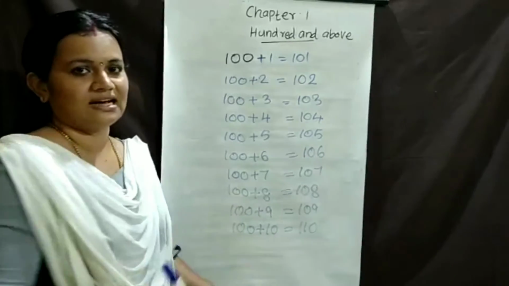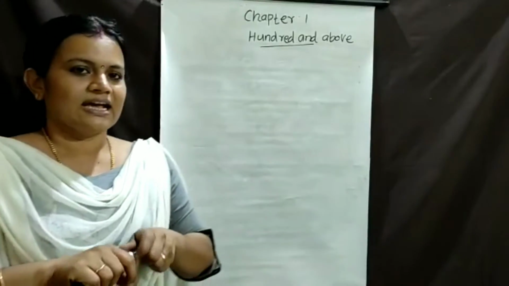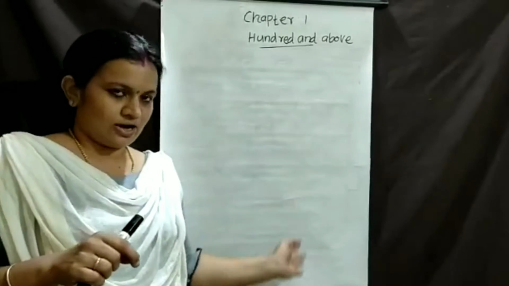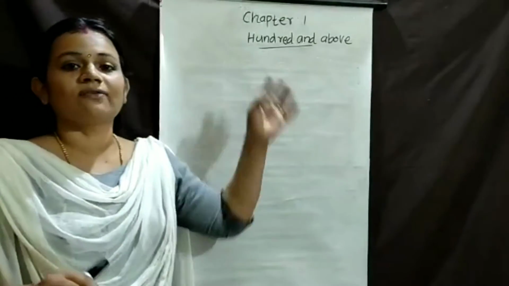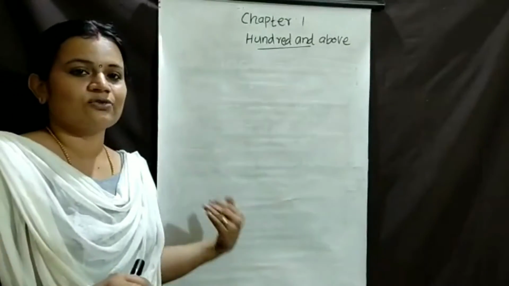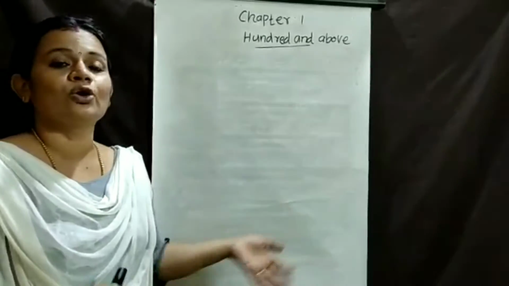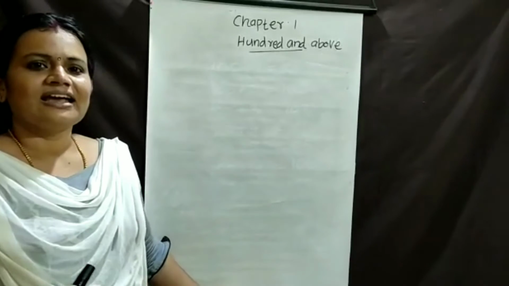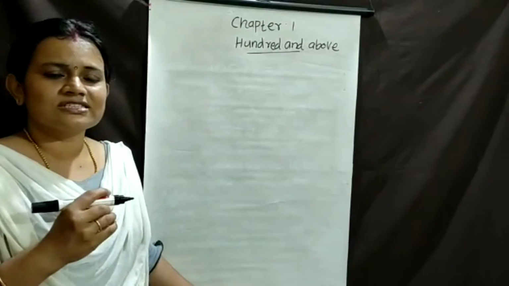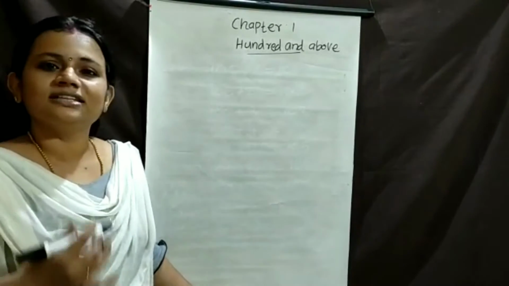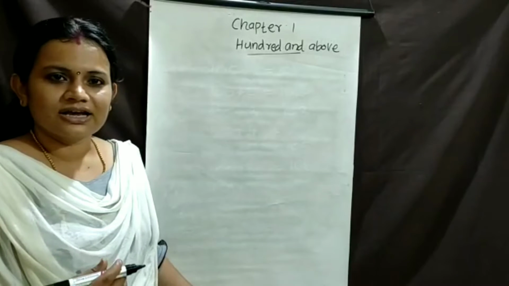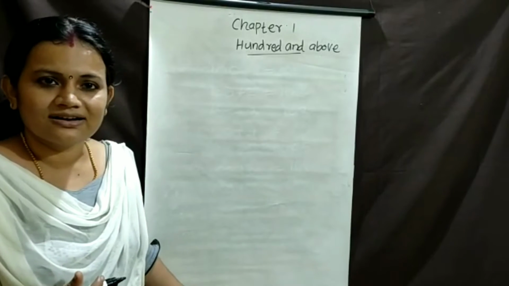Okay, understood this? Now we are discussing 100 plus 1, 101. Then last, 100 plus 10 equal to 110. Then I will ask one question. Can you read the 3-digit number?